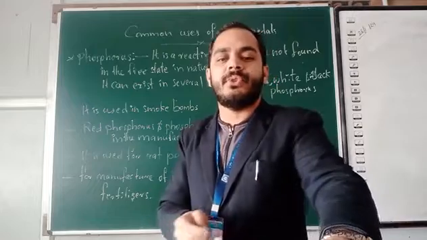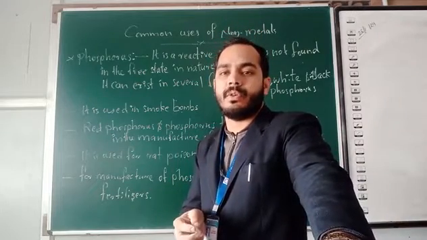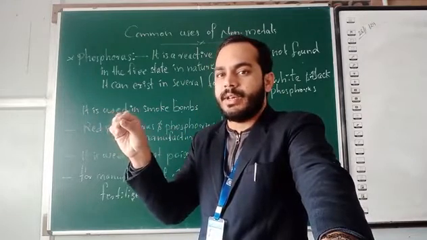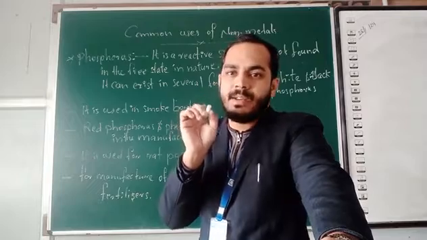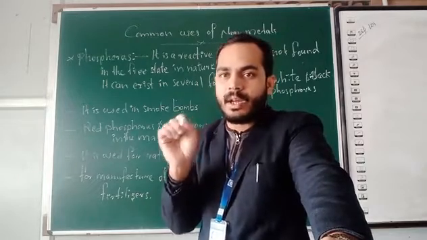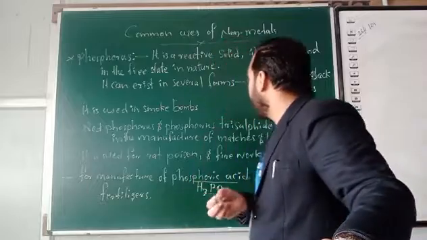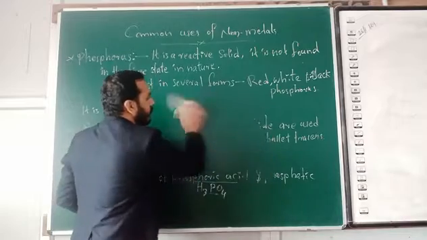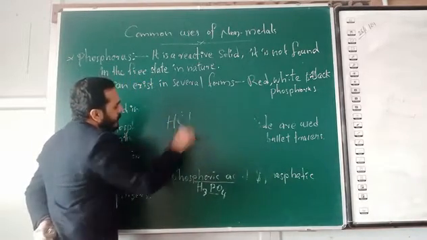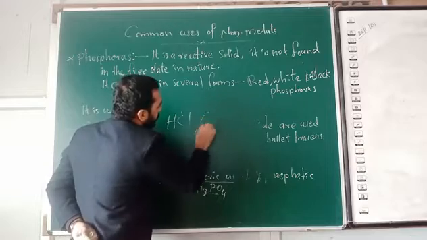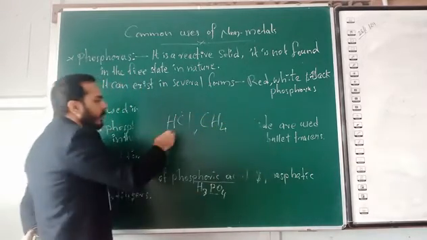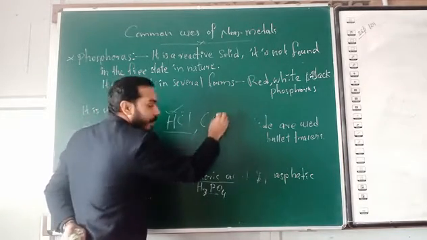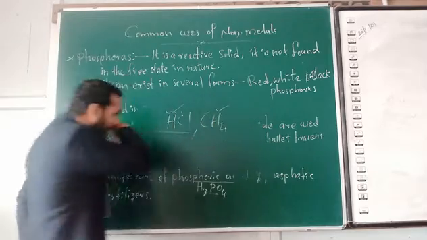Next one, it is also used in the manufacturing of hydrochloric acid and methane. Hydrochloric acid, HCl. This H is hydrogen. This hydrogen is very important for the manufacturing of hydrochloric acid, and methane, CH4. For the manufacturing of methane, the hydrogen is also very important. Okay.